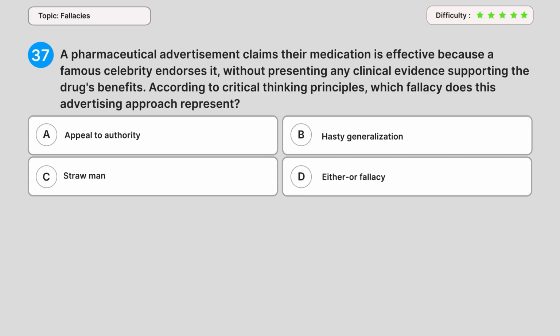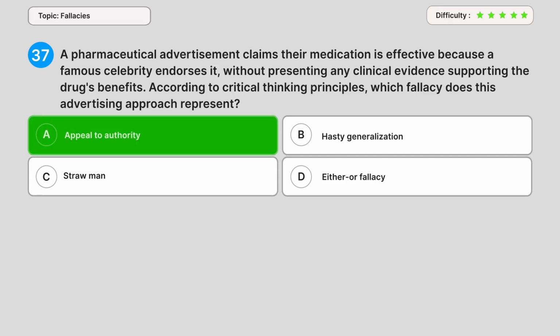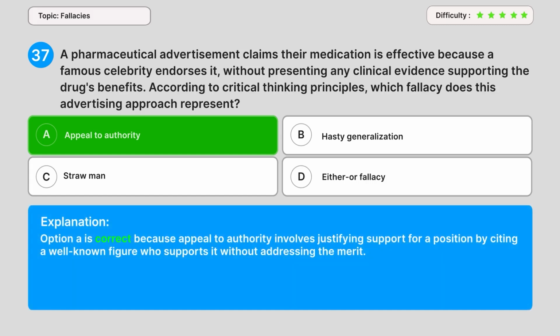Correct answer, A. Appeal to authority. Explanation. Option A is correct because appeal to authority involves justifying support for a position by citing a well-known figure who supports it without addressing the merits.